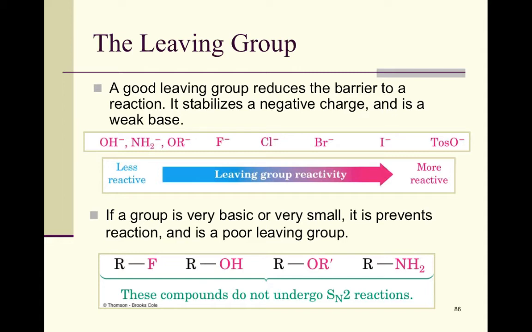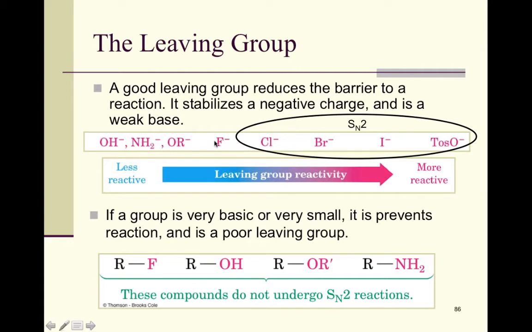A good leaving group reduces the barrier to a reaction. It stabilizes a negative charge and is a weak base. So this graphic came from your textbook, and it tells us that these are less reactive and these are more reactive. But actually, it's not a very good chart because only chloride, bromide, iodide, and tosylate work with an SN2 reaction. So they really should have left the other part of this off.